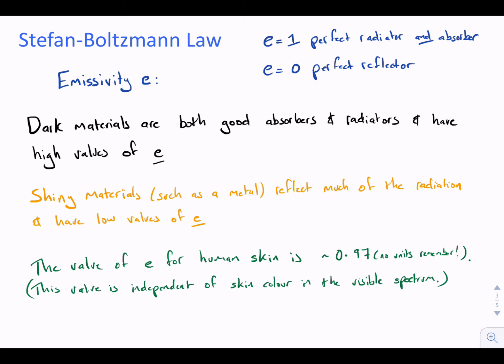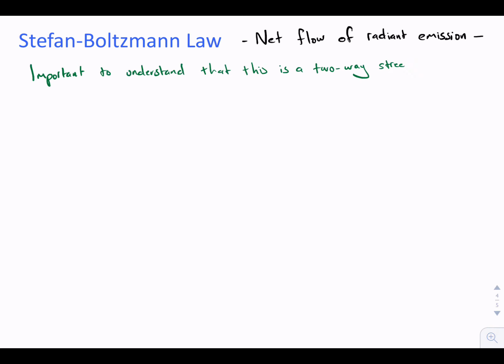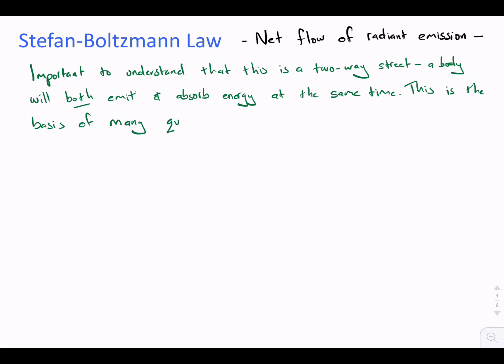The Stefan-Boltzmann law is concerned with the net flow of radiant emission. And it's important to understand that this is always a two-way street. A body will both emit and absorb energy at the same time. And this is the basis of many questions that are asked on this topic. You should always remember that just because a body is cold doesn't mean that it's not emitting radiation, and just because a body is hot, it is not absorbing radiation.